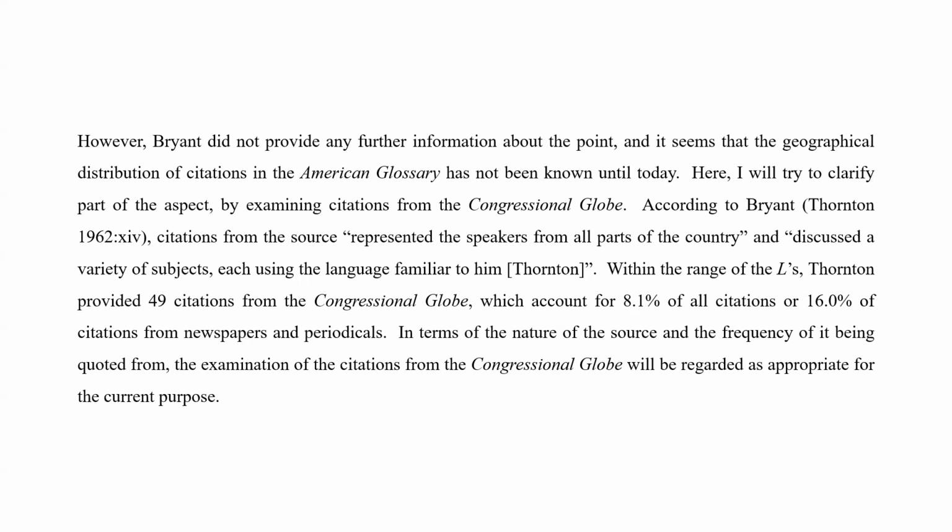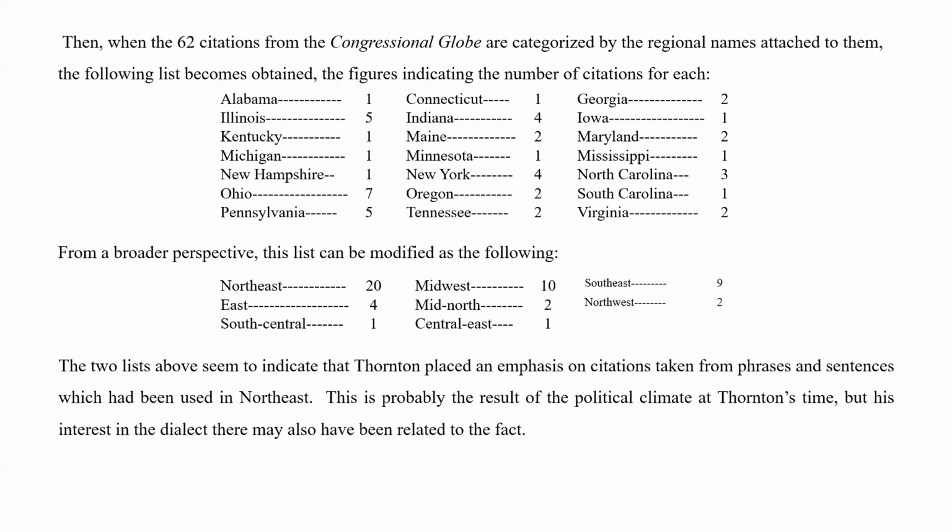In terms of the nature of the source and the frequency of it being quoted from, the examination of the citations from the Congressional Globe will be regarded as appropriate for the current purpose. Then, when the 62 citations from the Congressional Globe are categorized by the regional names attached to them, the following list is obtained, the figures indicating the number of citations for each. It is as you see.